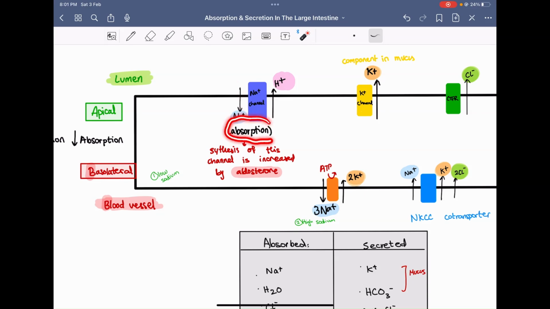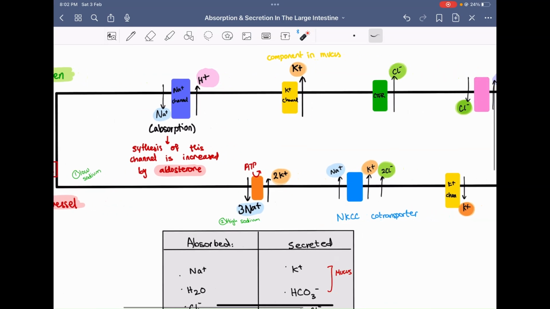And this is termed absorption because we're going into the blood vessel, right? This is going to regain the sodium concentration inside the cell, because all of the sodiums are going outside actively by the sodium-potassium pump.